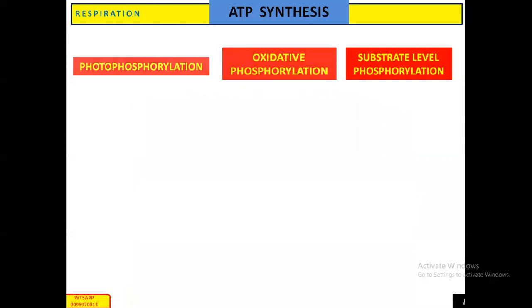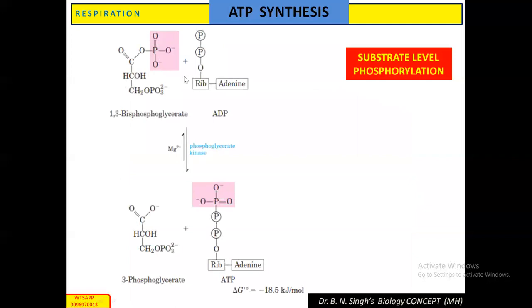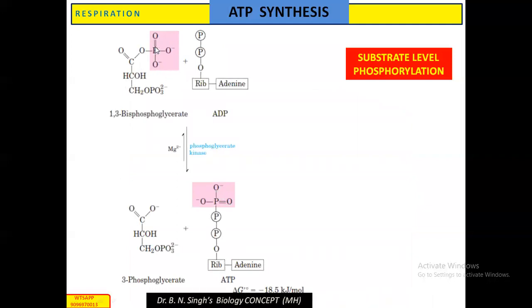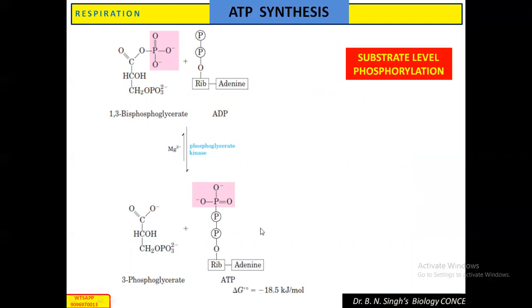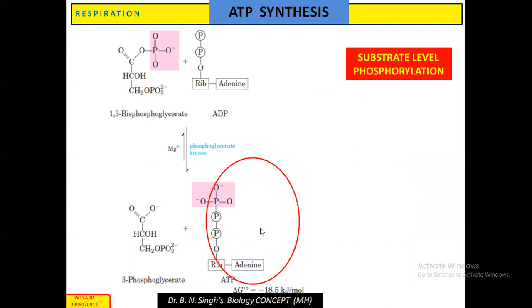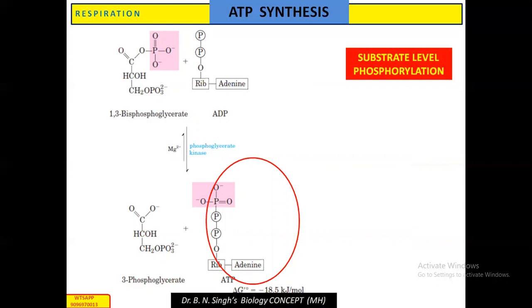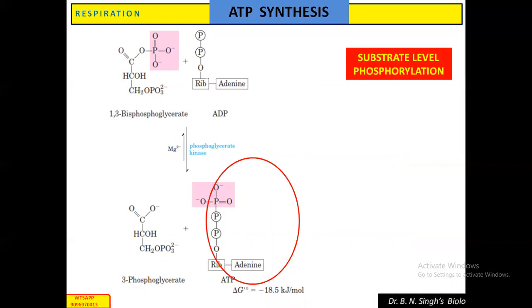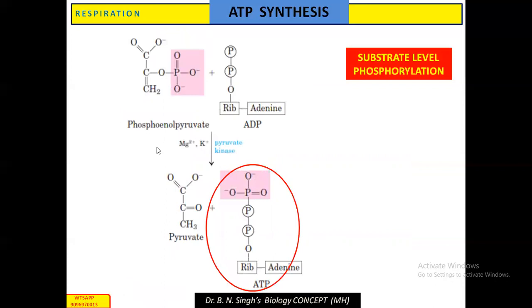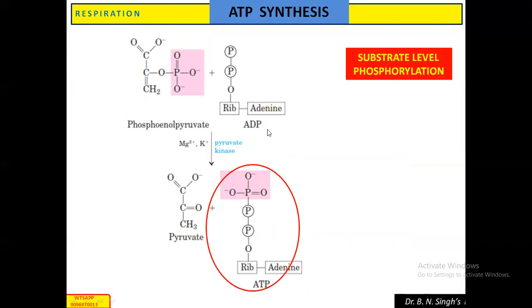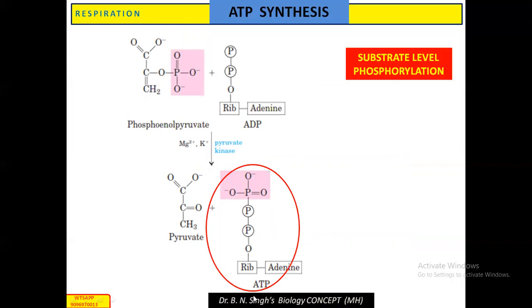The third step is substrate level phosphorylation. From a phosphate containing substrate, the phosphate is transferred to ADP and energy is conserved in the form of ATP. It is a very simple process, seen in the glycolysis process. This is another example, phosphoenol pyruvic acid: when its phosphate is transferred, it is converted into ATP.